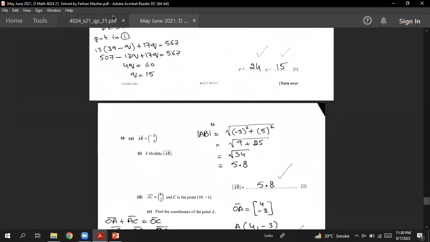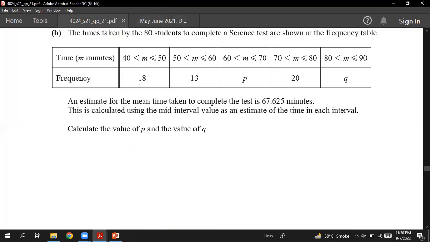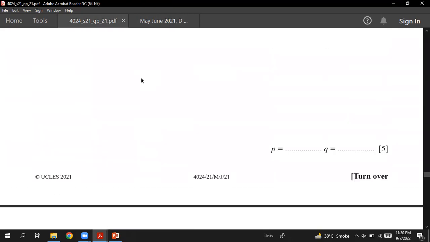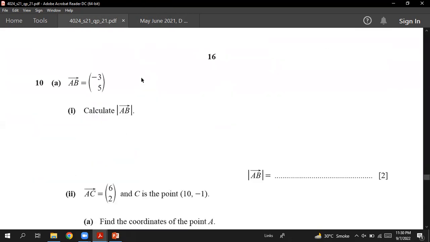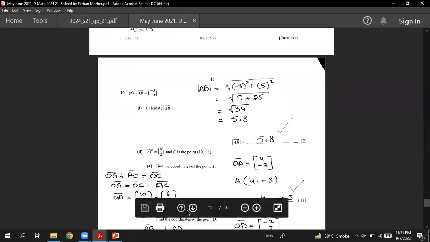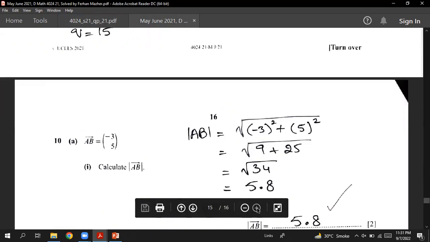Okay. So we are going to the next question, and the next question is question number 10. He says that AB is equal to the column vector minus 3, 5. He says calculate the magnitude of AB. The magnitude is the square root of x squared plus y squared. So very easily I can find the magnitude.